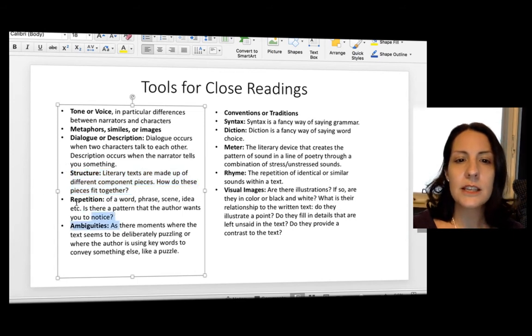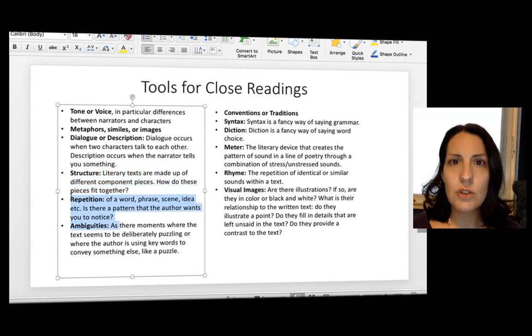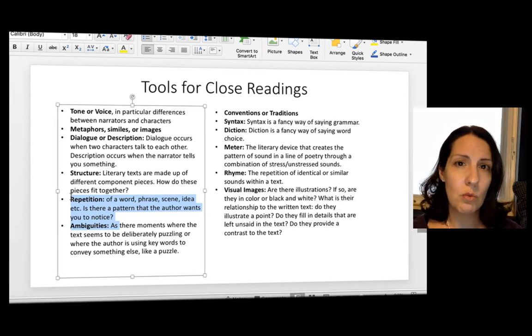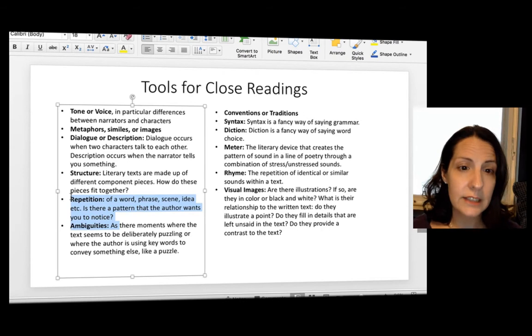You can also look at things like repetition. Are you noticing a repeated pattern of words, of phrases, repeated scenes, repeated ideas? And is this a pattern that the author wants you to notice, and why?